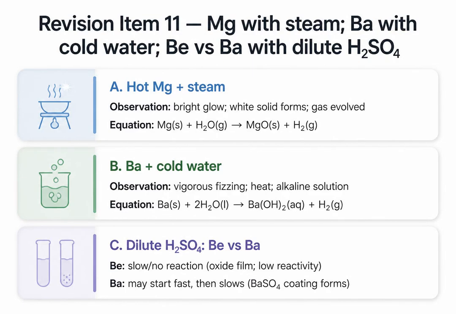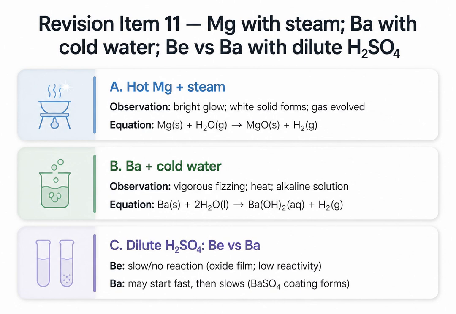For magnesium with steam, the typical observations are a bright glow as magnesium reacts, formation of a white solid magnesium oxide, and evolution of hydrogen gas. The balanced equation is magnesium plus steam gives magnesium oxide and hydrogen. For barium and cold water, the reaction is very vigorous, with rapid fizzing from hydrogen, noticeable heat, and the solution becomes alkaline because barium hydroxide forms.